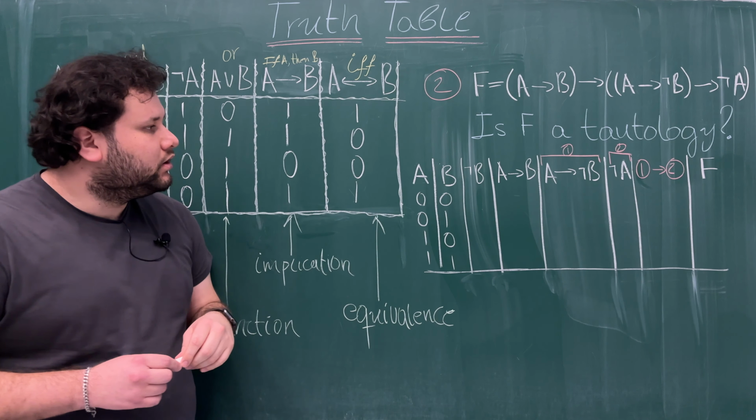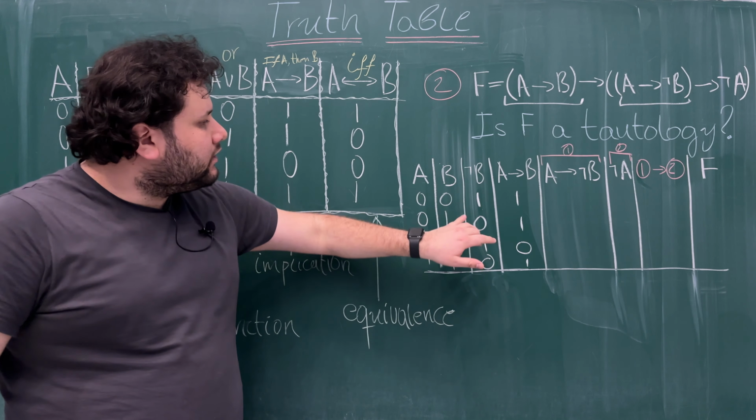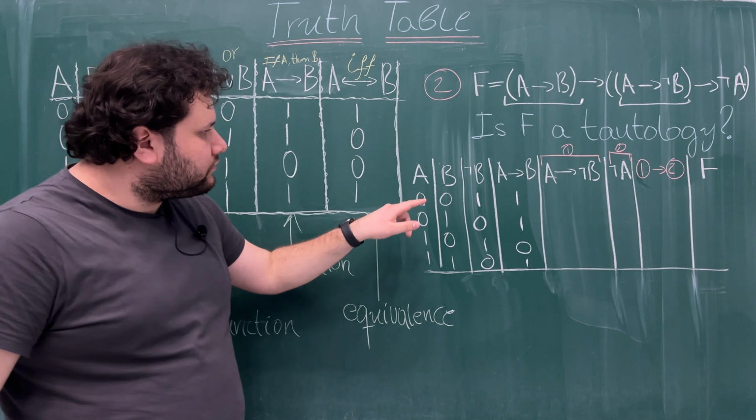Now let's find this one. A implies negation of B. We already found the negation of B in here, so it is easy to find this implication. So we have that true implies false. This is going to be true. We have false implies true, so this is going to be true. And here we have false implies false, so this is true. In here we have true implies true, so this is true. And the last one is going to be true implies false. So this one is the one that is going to be false.